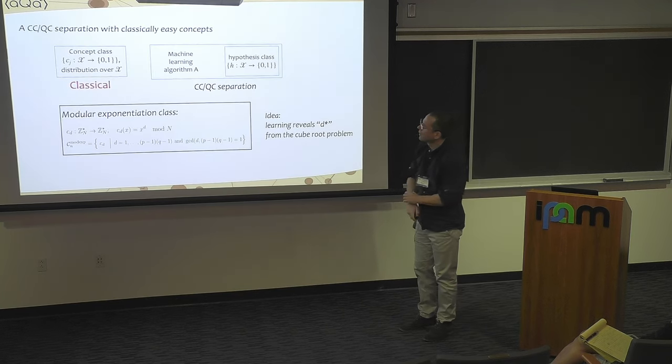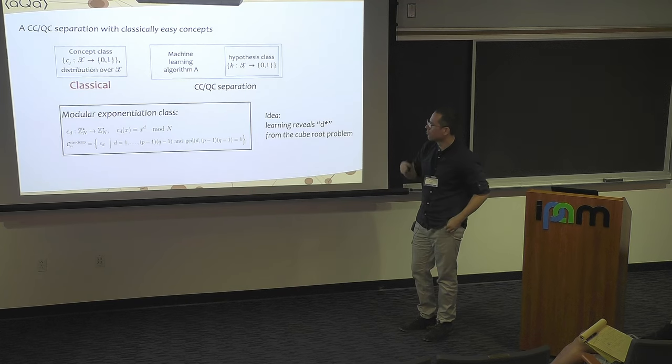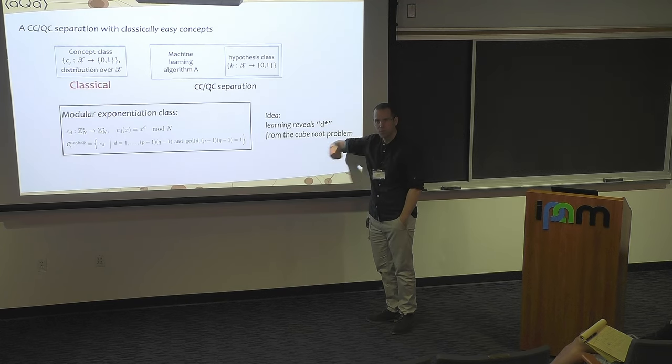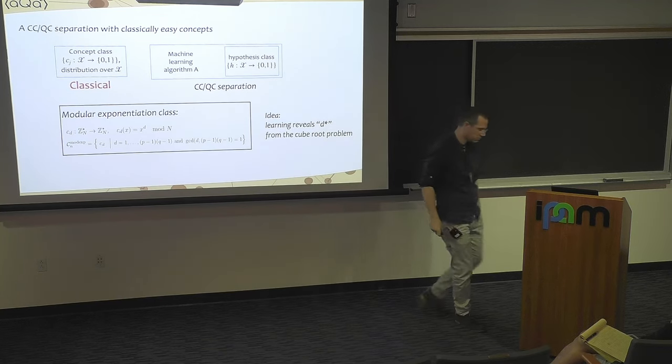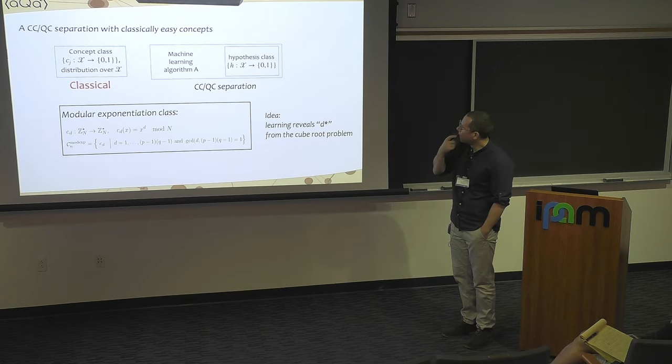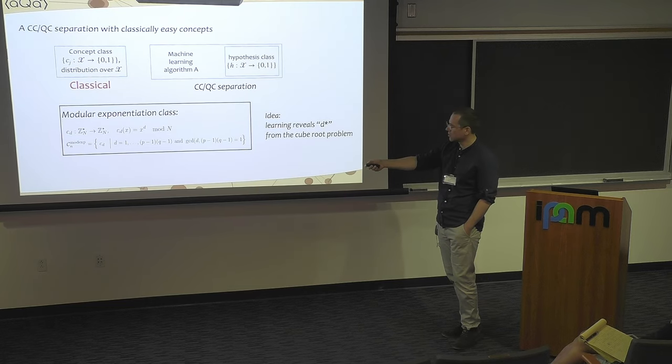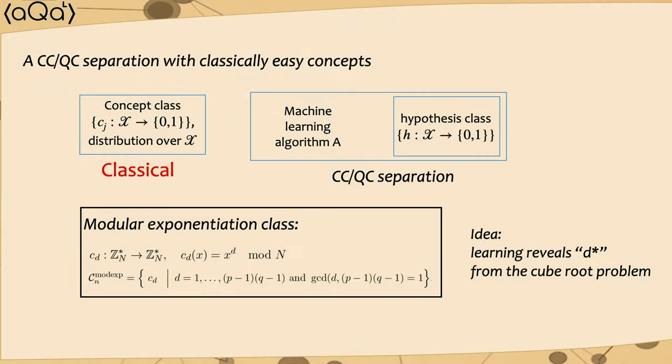So we do something else. We have a completely new class which we call the modular exponentiation class, which is sort of a set of these cube root problems, but not the cube root, the dth root, essentially. And in this case, the concept class is classically evaluatable. It is not obfuscated. Every one of these things is easy to compute. For a classical machine learning algorithm and hypothesis class, you cannot learn it, because one particular concept in here is the cube root problem. So you could prove that if you could learn it, you could solve the cube root, so that's not going to work. Quantumly, it's a little bit of work.